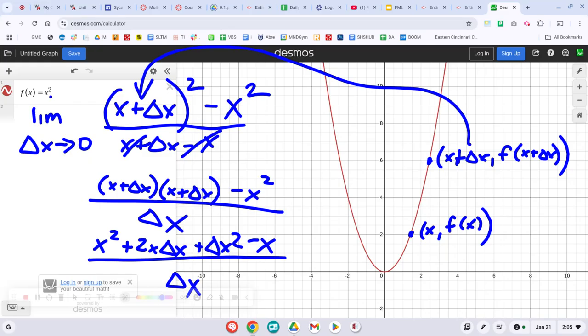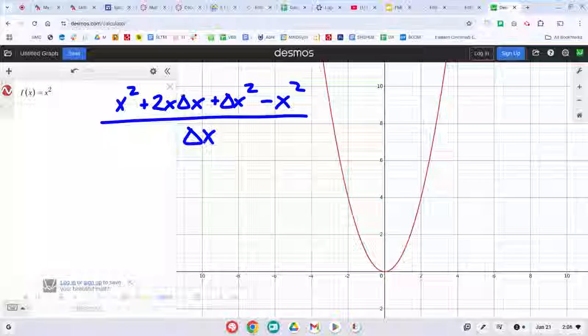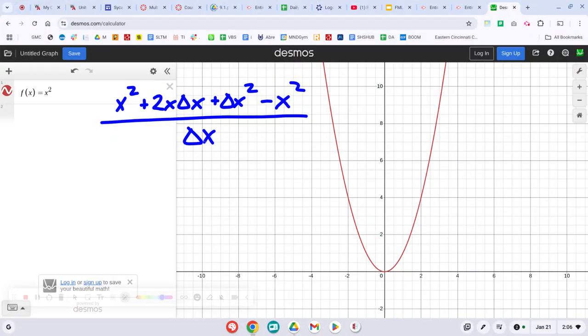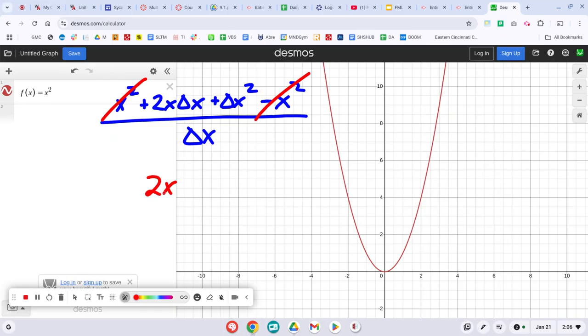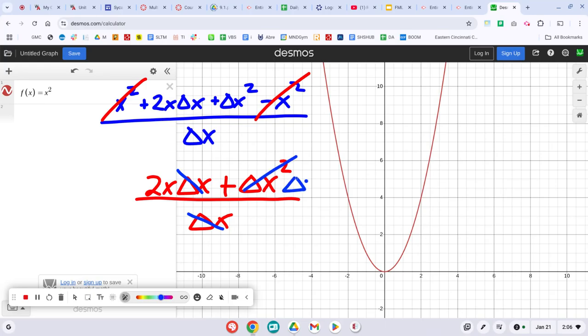Let me pause this real quick. I got to erase. Okay, I didn't exactly mean to erase everything, but we're good. We got more space. I just wrote down what we just had. What do you notice about the top? It has x squared. That's gone, right? So now we have 2x delta x plus delta x squared all over delta x. And now I can factor out a delta x, or you can just say this. Delta x divided by delta x is 1. Delta x squared divided by delta x is delta x.